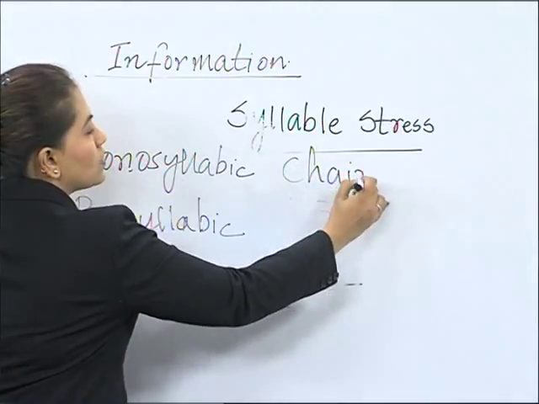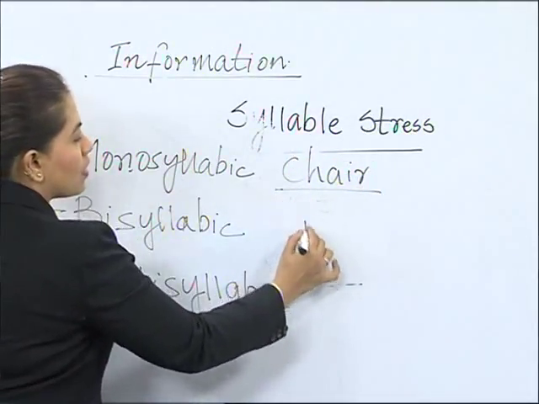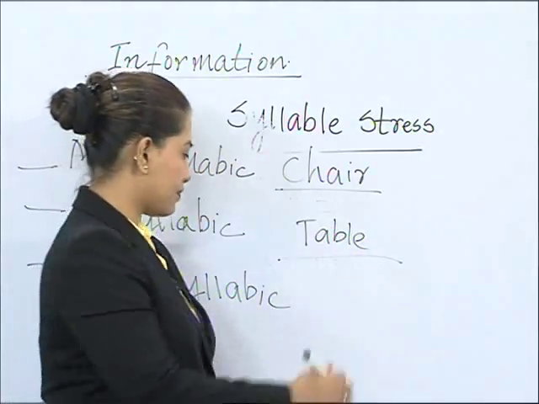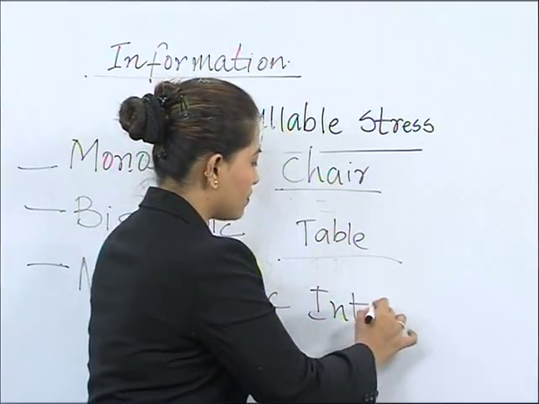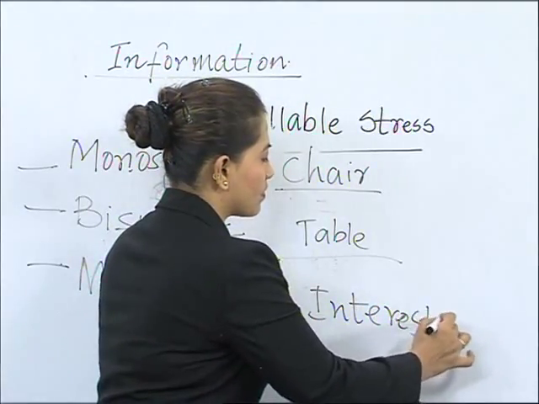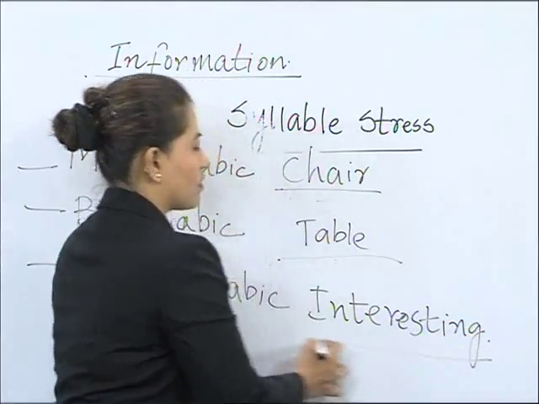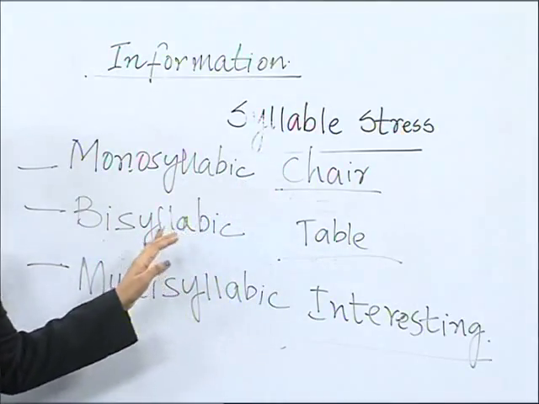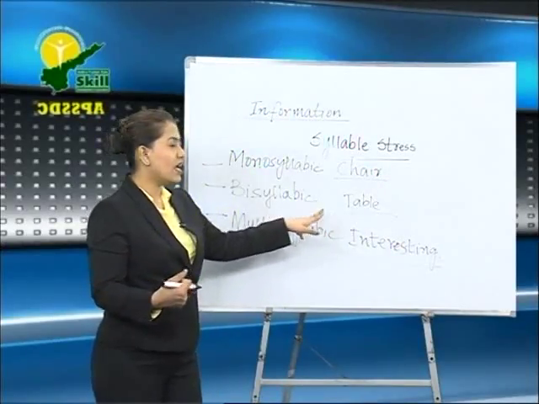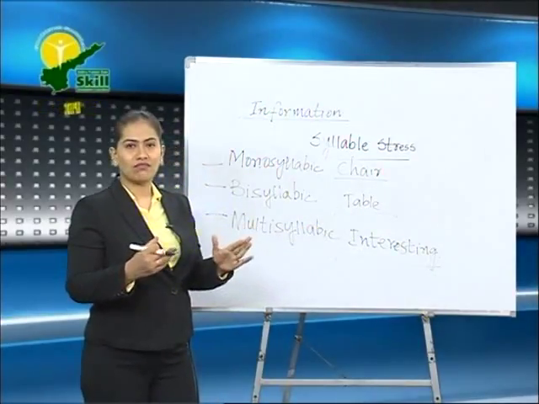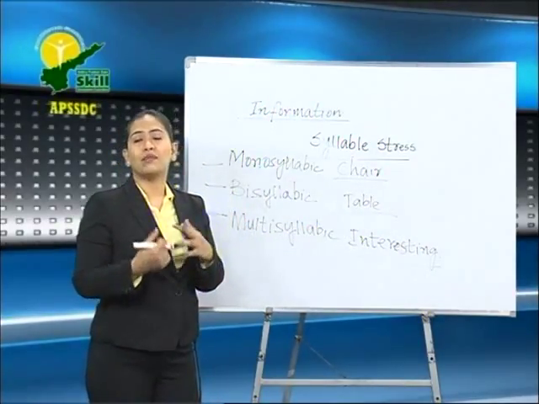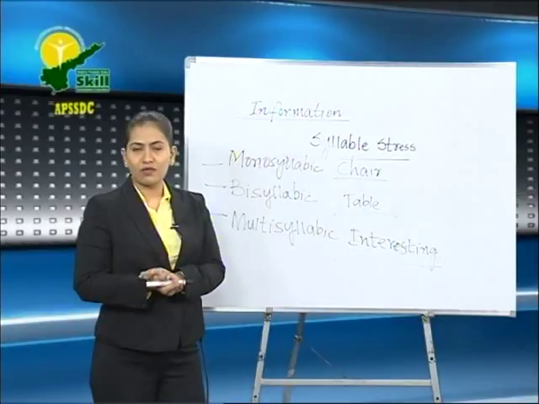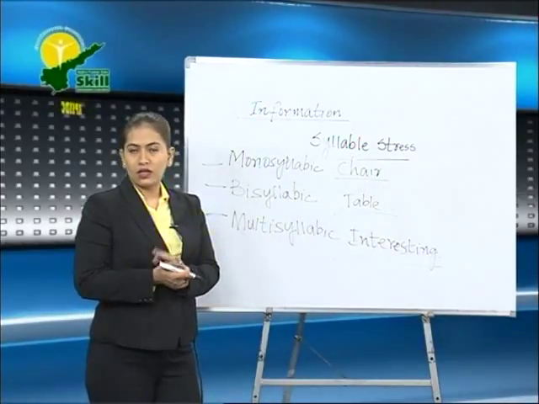let's take a few examples. Chair, table, and let's take this example as well. Once again, chair is monosyllabic because it has a single syllable which is being stressed in the entire word. Then we have table, which is bisyllabic, where the syllables are two when I break the word with the clap method. I want you all to practice and repeat after me. The word table has two syllables.